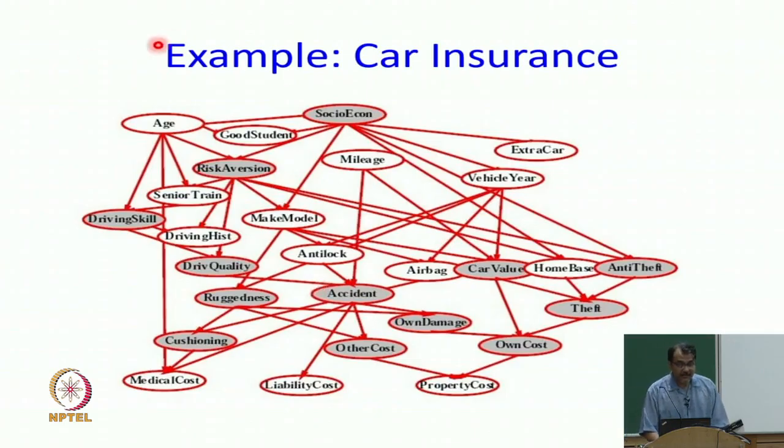Your driving skill depends on your age, your driving quality depends on your driving skill, whether you are going to have an accident or not depends upon how good a driver you are, whether you have airbags or not, whether you have an anti-lock system or not. Again, some of these things you can observe. For example, you can observe the vehicle year, you can observe the age, you might not be able to observe the driving quality, right. You should know whether there is an anti-theft device or not. Anyway, the point is that all these factors probabilistically come together into determining how much the liability should be.